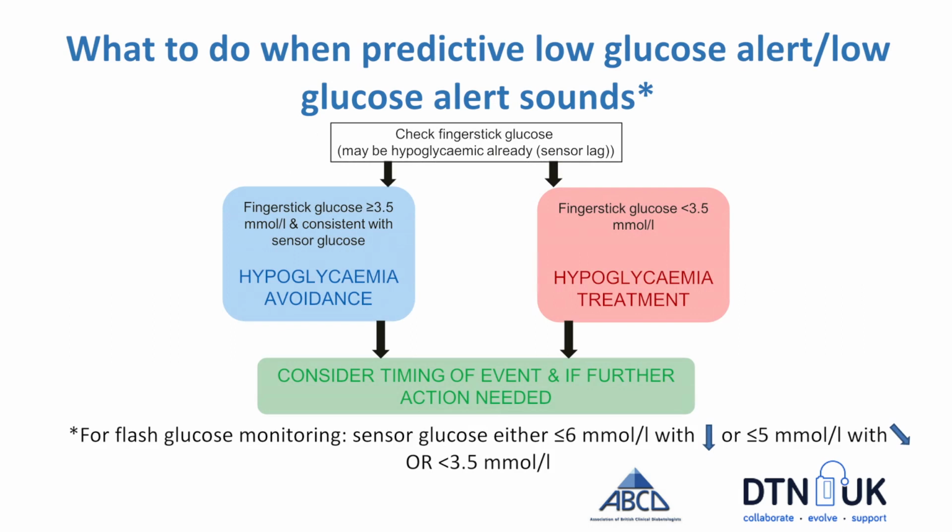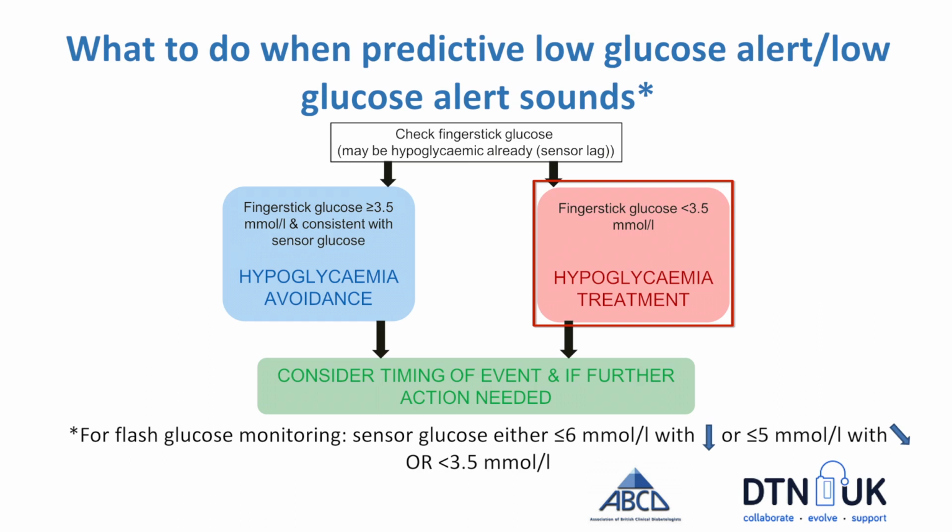So what to do when the predictive low glucose alert or the low glucose alert sounds, and this is for people who have alarmed real-time CGM. If you have a predictive low glucose alert or a low glucose alert, your blood glucose may already be lower than the sensor glucose, you may already be hypoglycaemic, so it's important to check the fingerstick glucose to confirm hypoglycaemia. If your fingerstick glucose is 3.5 or above, you are going to take action to avoid the hypoglycaemia. If your fingerstick glucose is below 3.5, you're going to treat the hypoglycaemia.